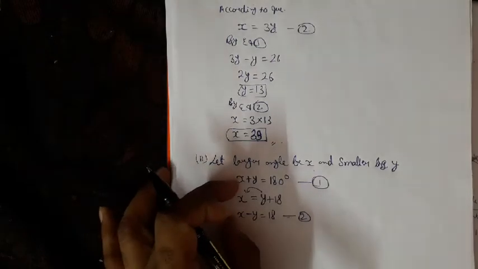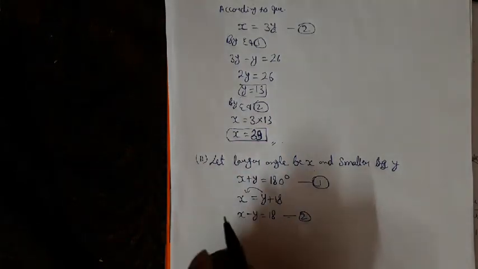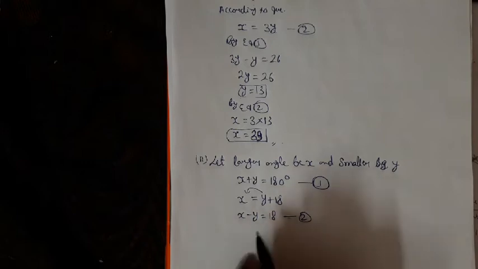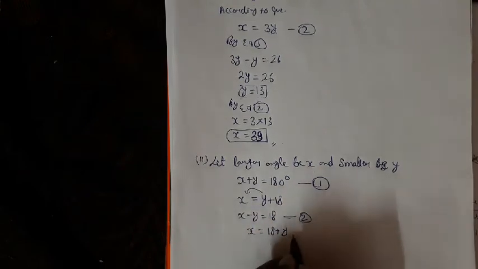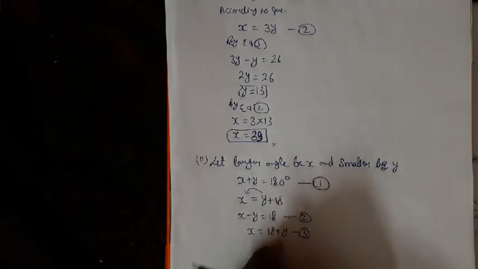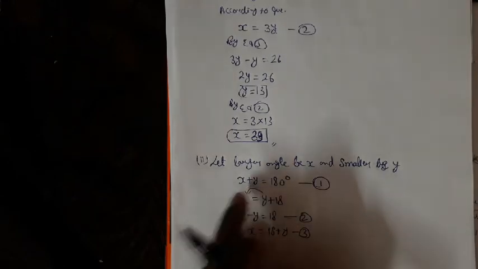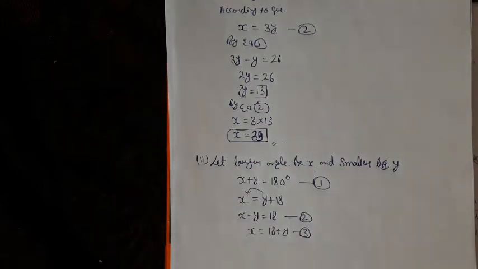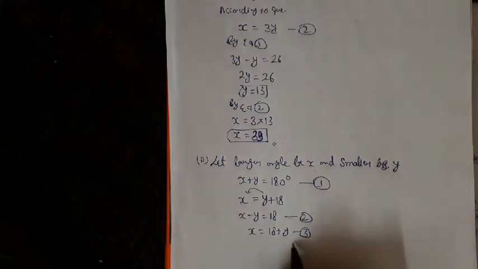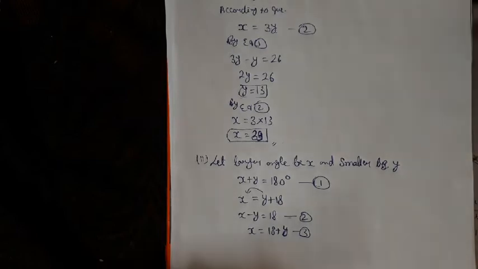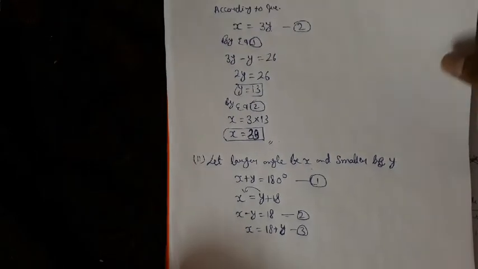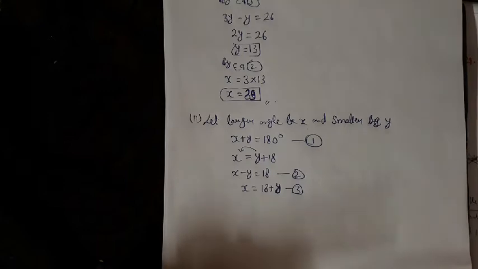You have to find the value of x, because we are using the substitution method. The value of x would be 18 plus y. This would be the third equation. You have to put this value in the first equation, then you will get the value of y, and finally the value of x. The remaining part you have to solve, I am leaving it up to you. Whatever method you want, you can use it, and I'll provide a PDF so you can go through it also. Now see the next one.